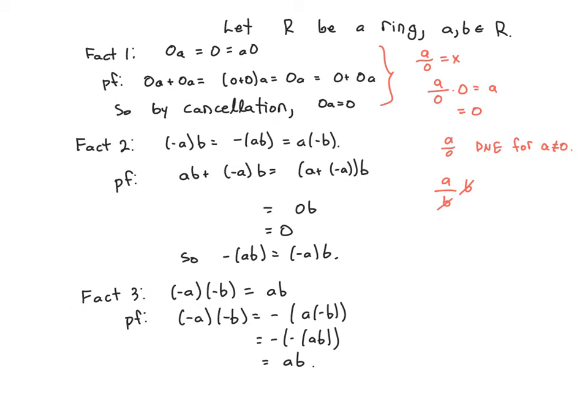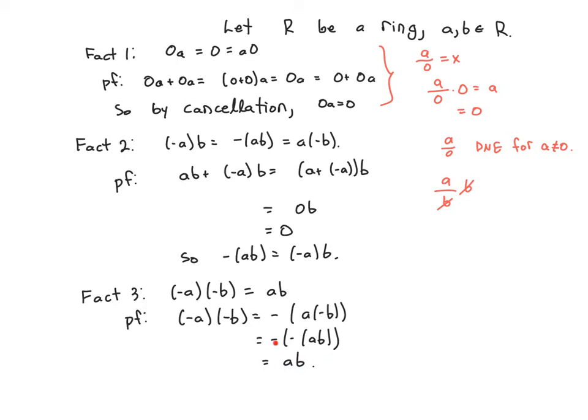Finally, our third fact is that negative times negative is positive. Here's the algebraic proof of that fact. It's just using fact 2 twice. First, you bring out the negative from the a. That's this equal sign. Then you bring out the negative from the b, that's the second equal sign. And then you use the fact we've proven before in groups that if you take the double inverse, you get the original thing back. So a double negative is a positive.